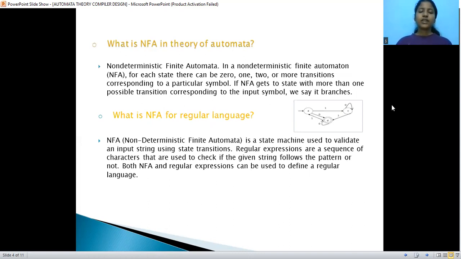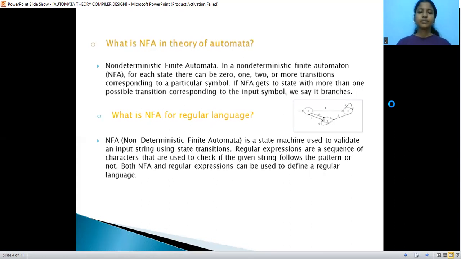What is NFA for regular language? NFA is a state machine used to validate an input string using the transitions. Regular expressions are a sequence of characters used to check whether a given string matches the pattern or not. Both NFA and regular expressions can be used to describe a regular language.